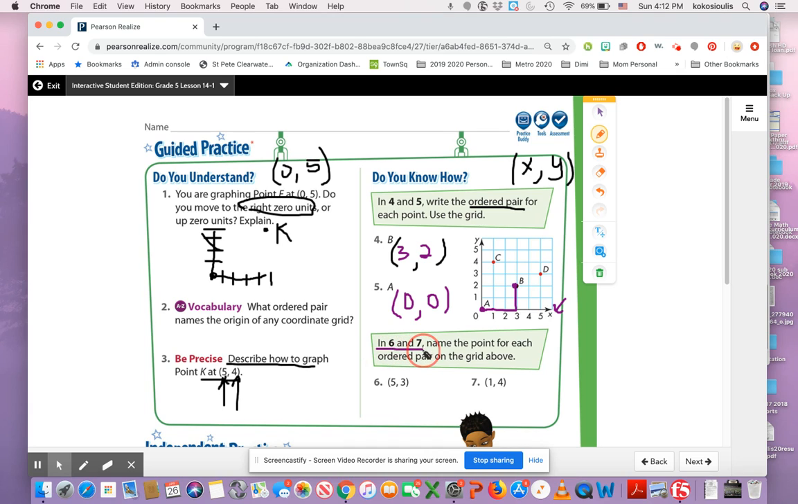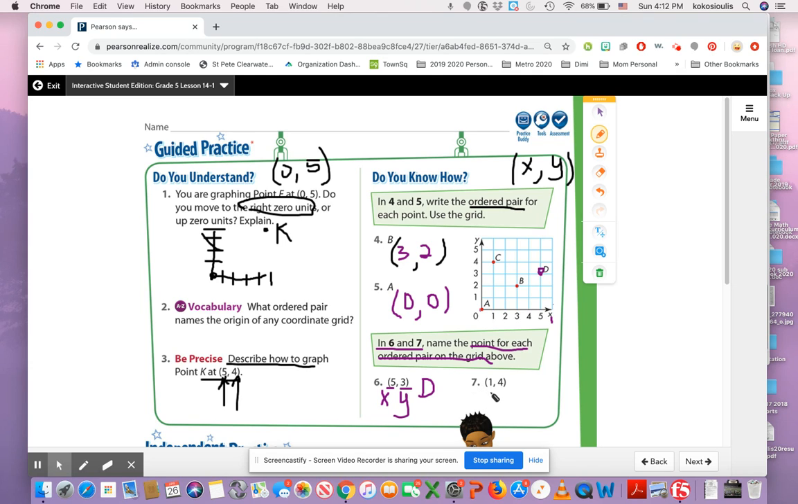Okay, in 6 and 7, name the point for each of these ordered pairs. Okay, let me erase all this so you could take a look at it. Okay, so he wants me to find 5, comma 3. Remember, 5 is X and 3 is Y. So this is X. So I go over 1, 2, 3, 4, 5. And how high does he want me to go? Well, he wants me to go 3 points. 1, 2, 3. And this point is called D. So that's the answer to number 6.